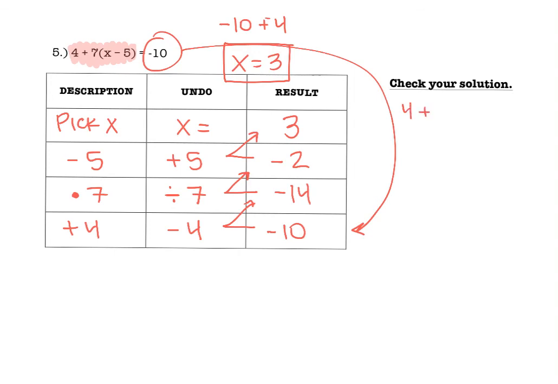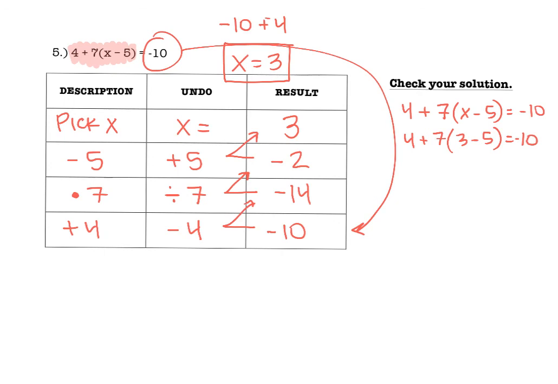and it's going to be a little bit of a longer check step since there's more steps to this problem. So I still start by rewriting it, and then I'm going to plug in what I think x is, which is 3. And again, now I'm going to write down that description column.